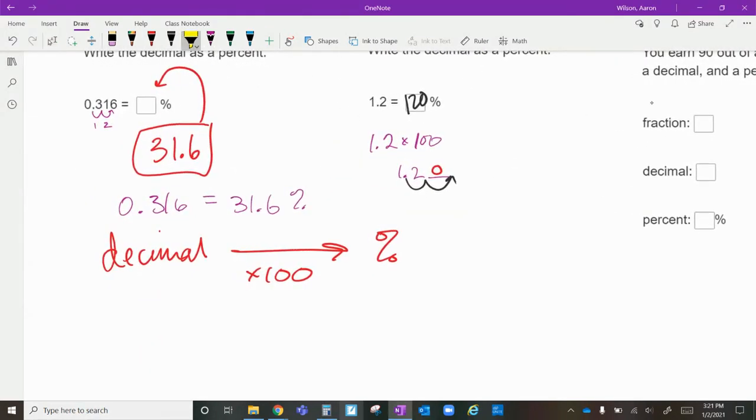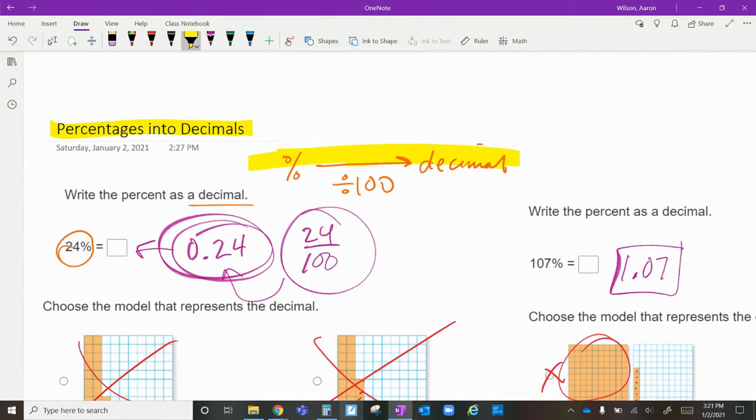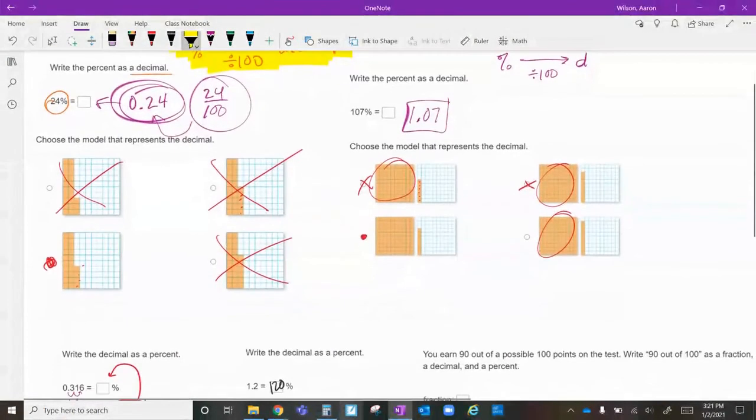On in the last one, I'm going to go ahead and highlight kind of the key points here that you should be writing down. And the key points are right here. To take a decimal and turn it into a percentage, you multiply by 100. Of course, the exact opposite is true. When you start with a percentage and you move to a decimal, you're dividing by 100. You should be writing that down into your notebook.